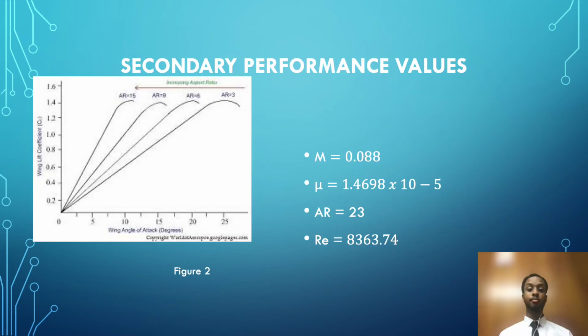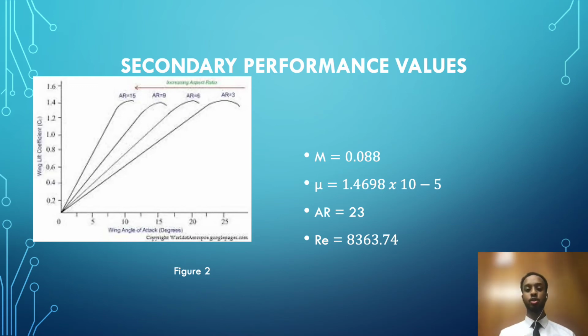Now, leading on from our previous preliminary constraint values, I was able to then calculate the following values. First one being the Mach number, which came out to be 0.088. Then leading on from that, I was able to calculate the dynamic viscosity, which I needed to use to calculate my Reynolds number. Now, for my dynamic viscosity, I came up with a value of 1.4698 times 10 to the minus 5. With that led on to my Reynolds number, ending up being 8,363.74.